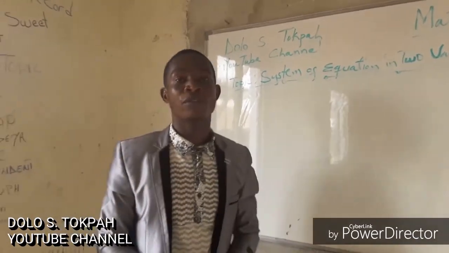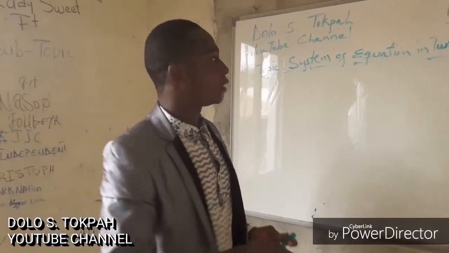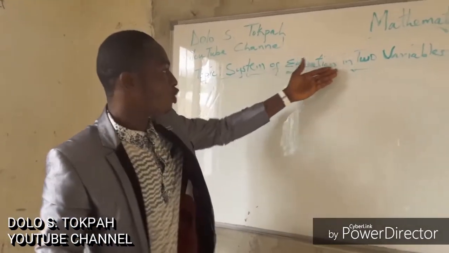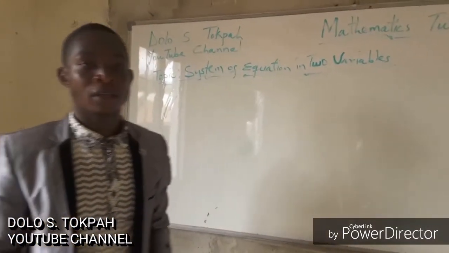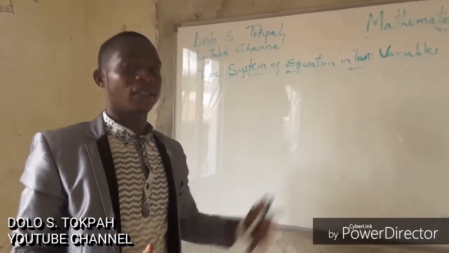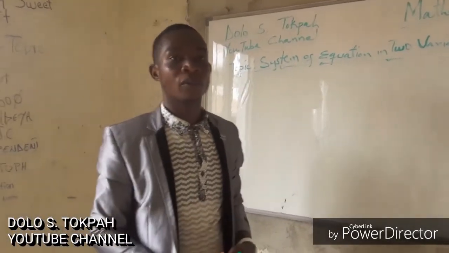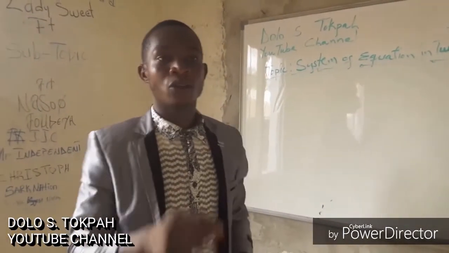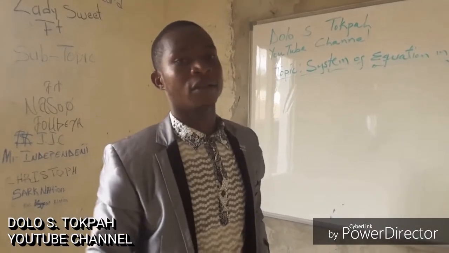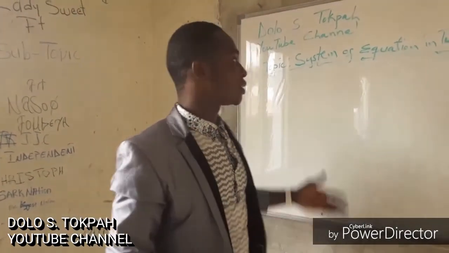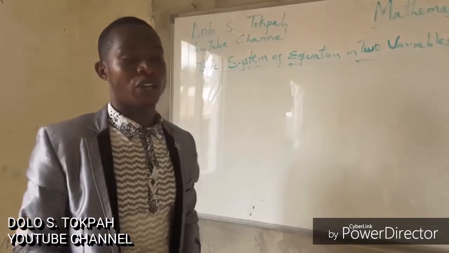Today we will be solving a problem in a system of equations in two variables. Some mathematicians will call it a linear equation in two variables. Some will also say 2 by 2 linear equation, but the overall name is system of equations in two variables.